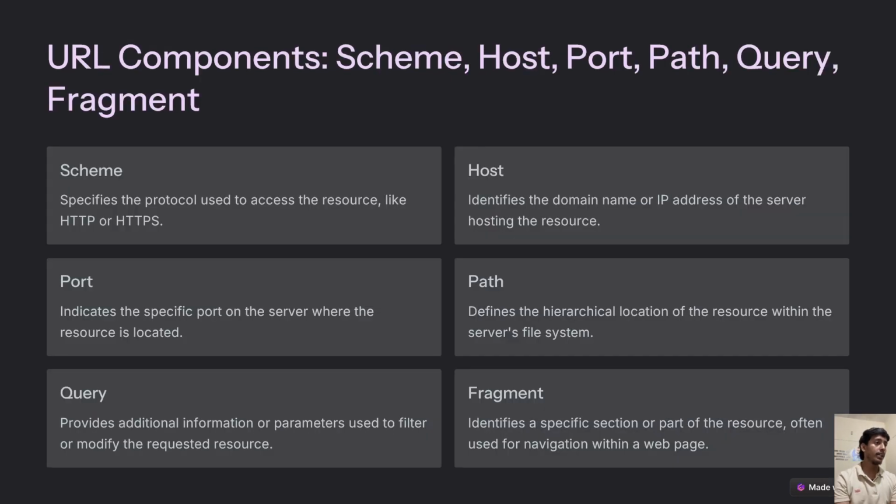URL components. Scheme, host, port, path, query, and fragment are the components of URL. First one is scheme. Scheme specifies the protocol used to access the resource, like HTTP or HTTPS. Second one is host. Identifies the domain name or IP address of the server hosting the resource. Third one is port. Specifies the port on the server where the resource is located. Fourth one is path. Defines the hierarchical location of the resource within the server file system.